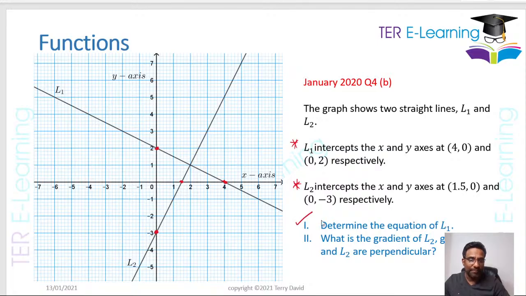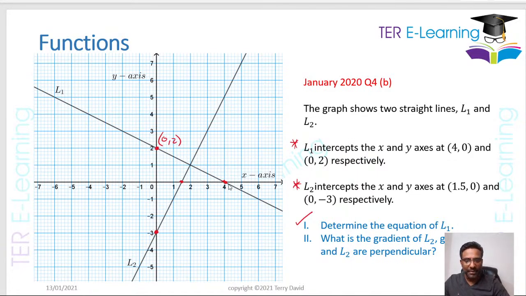So in part 1, they want us to determine the equation of the line L1. In order to find the equation of the line, you must know what your gradient is, and you must know what your y-intercept is. Now, I'm going to show you something here. You don't need to calculate the y-intercept because you can read it off from the graph. This is 0, 2. So I know what my C is for that equation already. So all I really need to do is to find the gradient of L1.